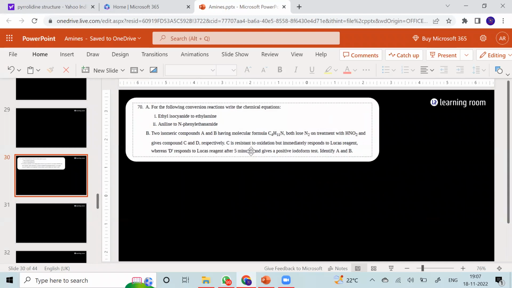For the following conversions, write the chemical equations. Ethyl isocyanide to ethylamine, that is CH3CH2NC to get converted into CH3CH2NH2. Now, all I have to do is break this bond. All I can go for is H3O+. Direct hydrolysis will give me that.